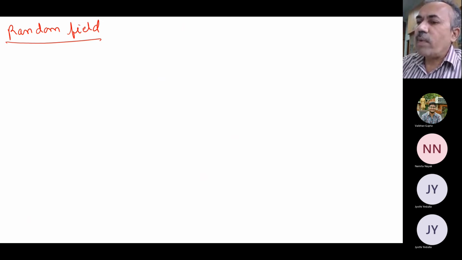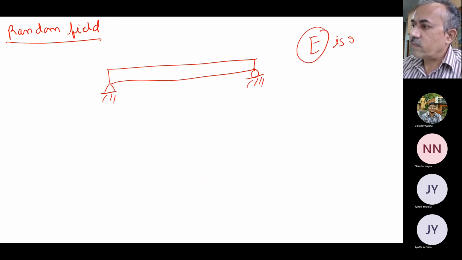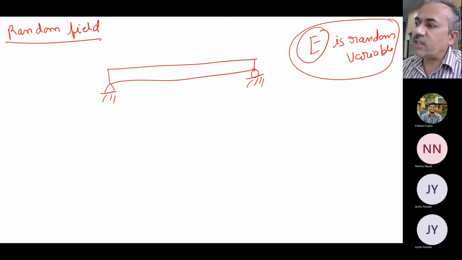So what do you mean by random field? Right now, suppose I have a beam. What we are assuming right now is that Young's modulus is a random quantity or random variable. So what is the meaning of random variable? If I say Young's modulus of this beam is a random variable, what does it mean?